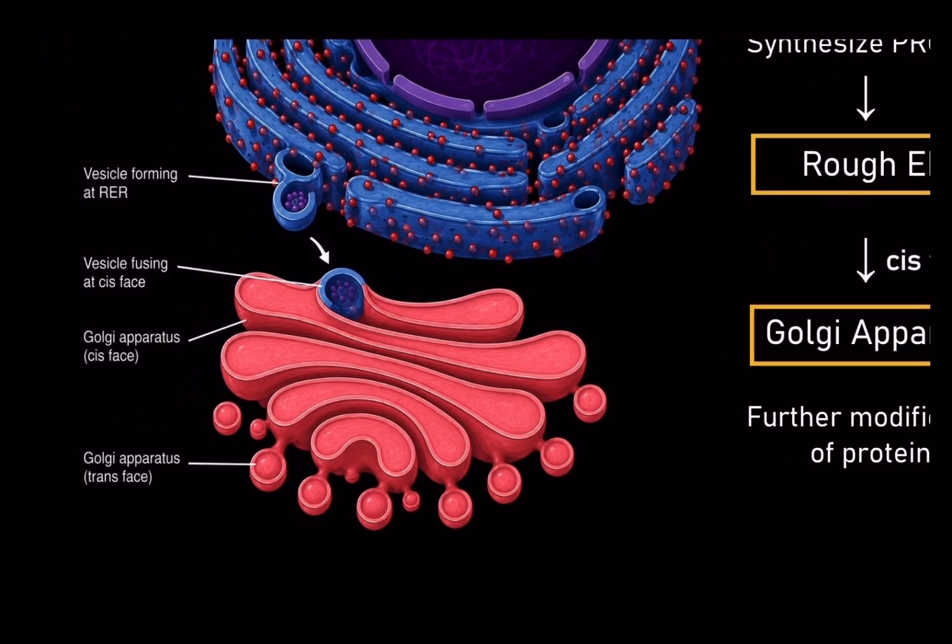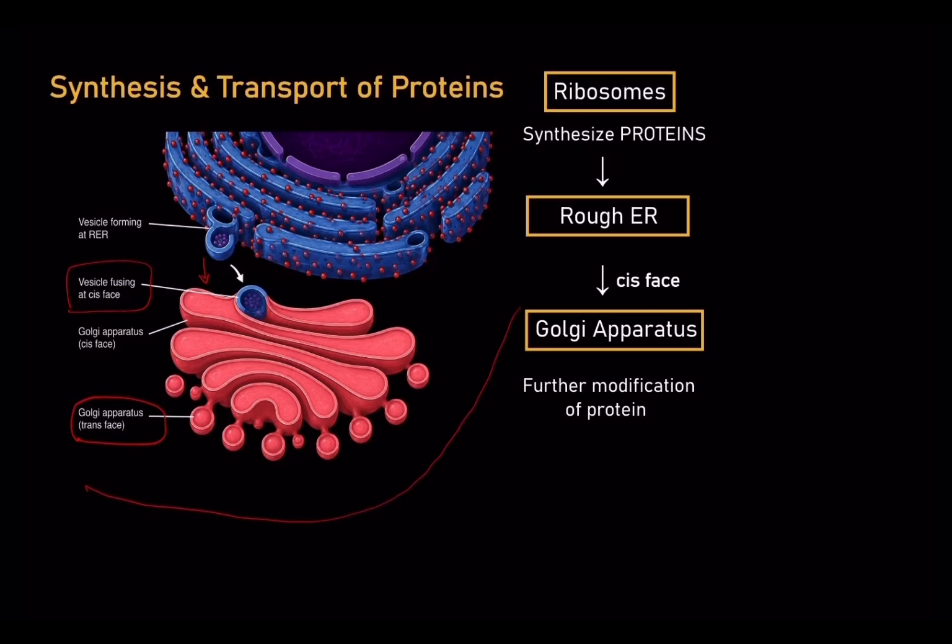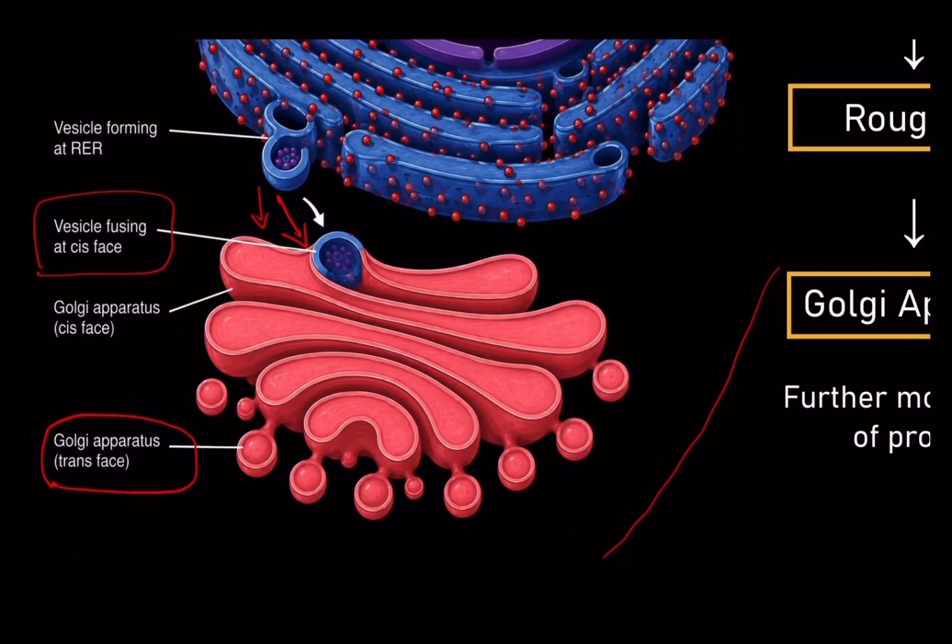A cis phase, which is the receiving phase, is near the endoplasmic reticulum, and a trans phase, or the releasing phase, is on the side away from the rough ER, closer to the cell membrane. So this end right here is closer to the plasma membrane. The transport vesicles that come from the rough ER travel to the cis phase of the Golgi apparatus, and the vesicle fuses with the membrane of the Golgi. Like you see, one vesicle has fused right here, and then it empties its contents into the lumen of the Golgi apparatus.